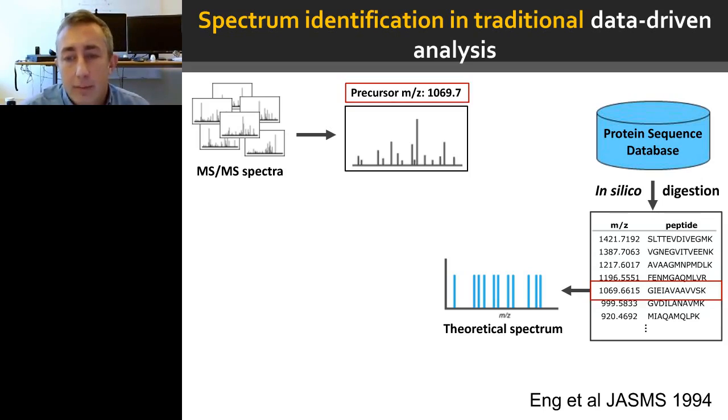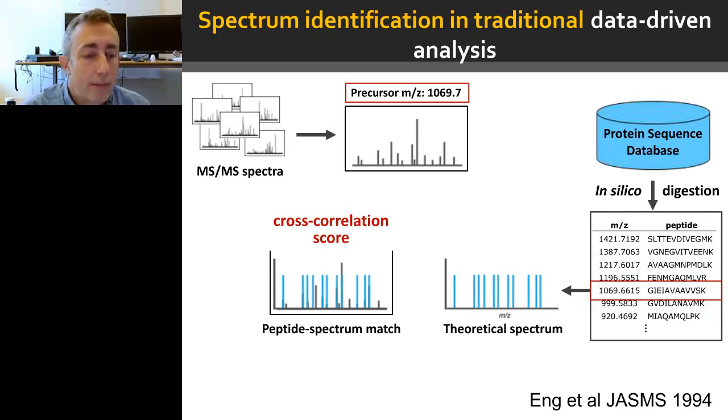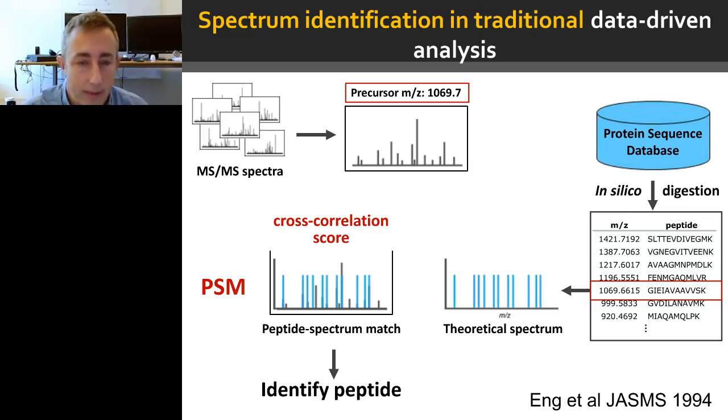You then, from that amino acid sequence, generate a theoretical spectrum based on the predicted fragment ions from the carboxy terminus and the amino terminus. Then you try to match the two together and calculate a score. The primary score originally used was known as the cross-correlation score. This match is what we often call a peptide spectrum match, and we use this to identify individual peptides.